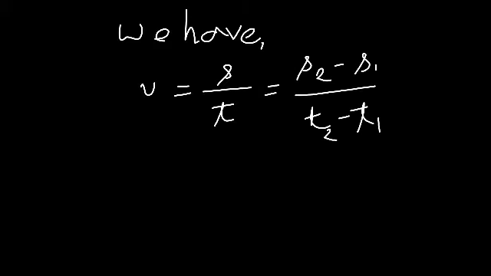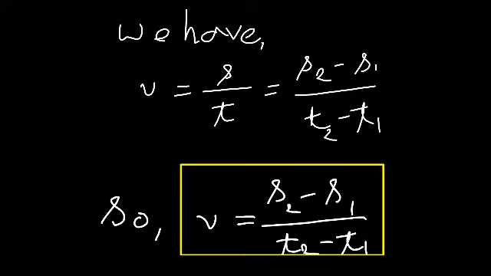Now we know the formula that average speed is equal to distance by time. So we found the distance as s2 minus s1 and time as t2 minus t1. So average speed is equal to (s2 minus s1) divided by (t2 minus t1). That is the distance we are taking between point A and point B, and the time also we are taking between point A and point B. That's it. And using this formula only, we can find the average speed of the object by looking at the graph.